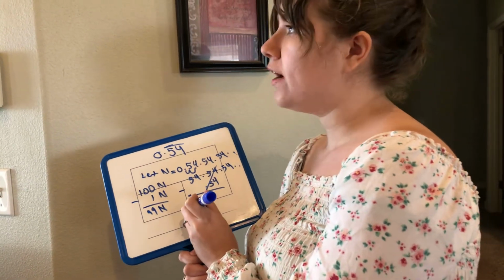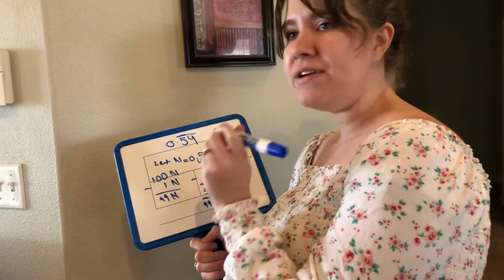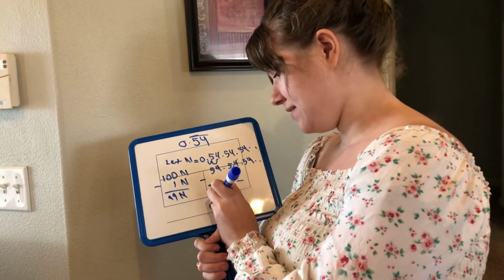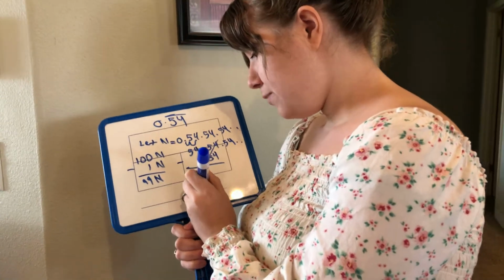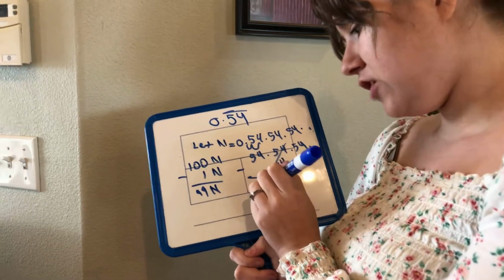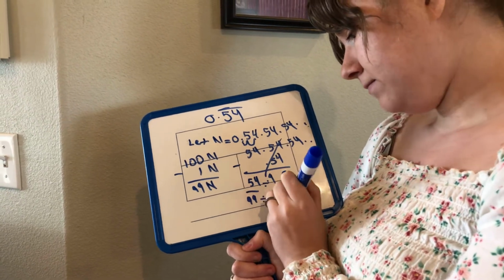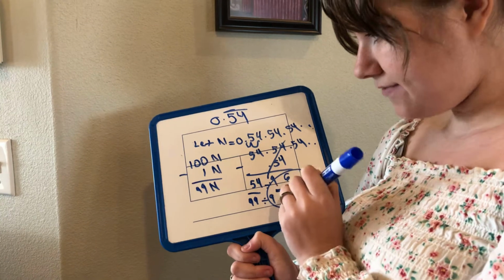So 54 is our numerator, 99 is our denominator, but we can do more than that. We can simplify it to make it smaller. The only number that goes into both evenly is 9. So 54 divided by 9 is 6, and 99 divided by 9 is 11. And we end with 6 elevenths.